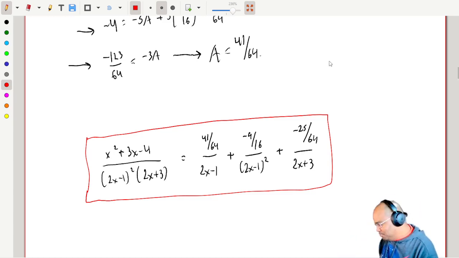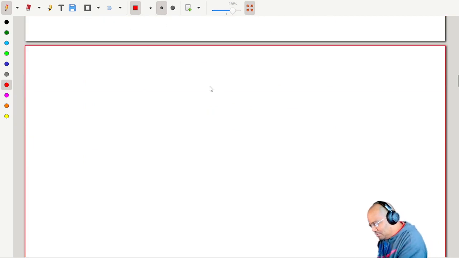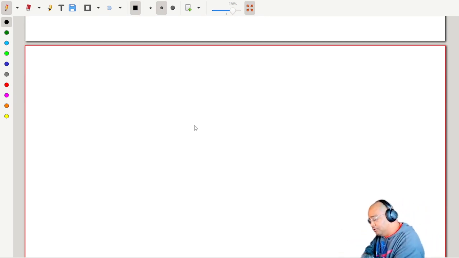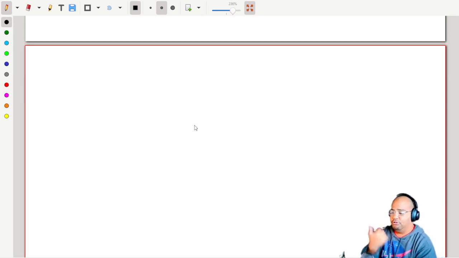All right, so let's move on to 1c. 1c, we started looking at some, no quadratics yet, but this is another one of those repeated linear factors here. So let's take a look here. So I roll up my sleeves here.